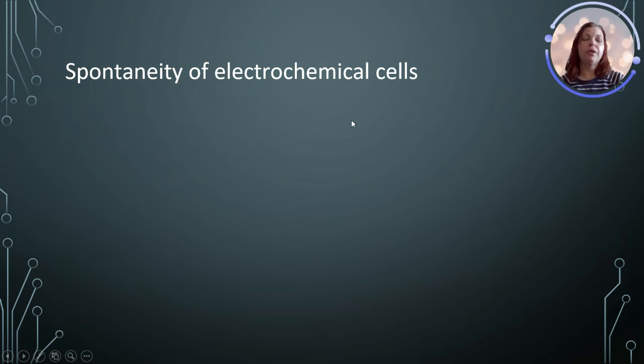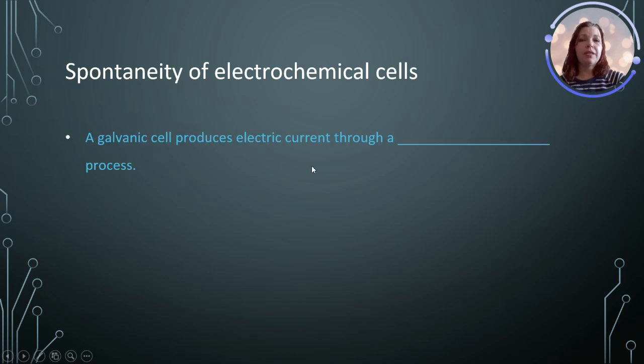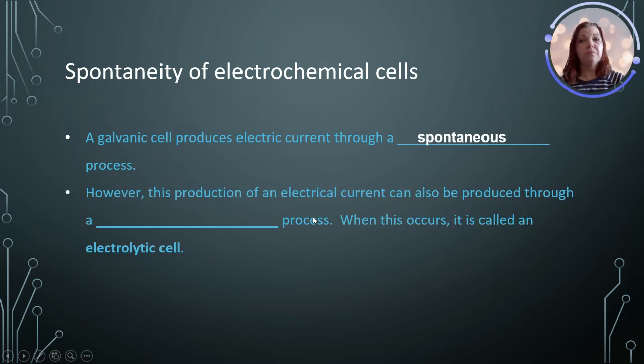We're going to talk about this more in the next topic, but a galvanic cell produces electric current through a spontaneous process. It just happens, okay? And so we just let it go, and then we can harness and measure the voltage. However, the production of electrical current can also be produced through a non-spontaneous process. And we talked about that when we talked about coupling reactions.